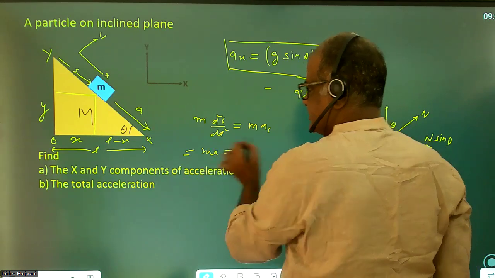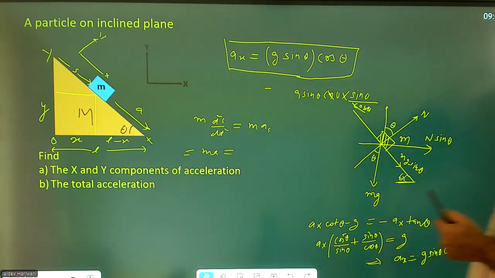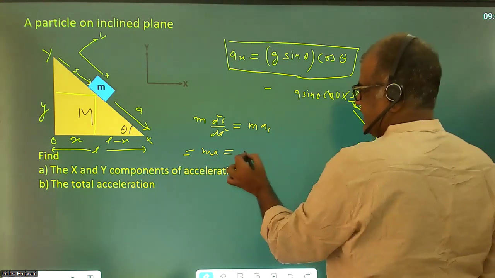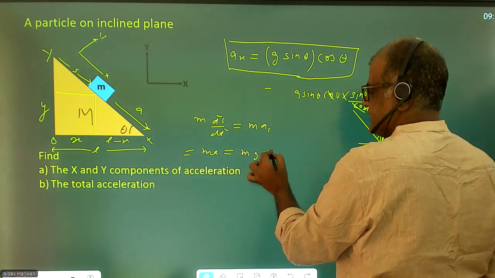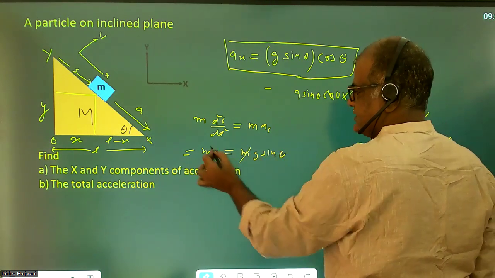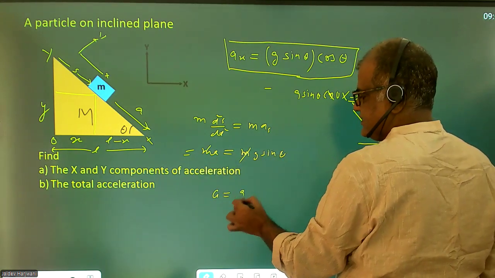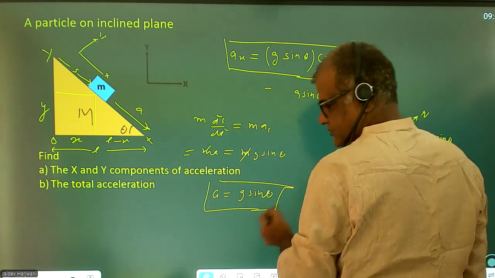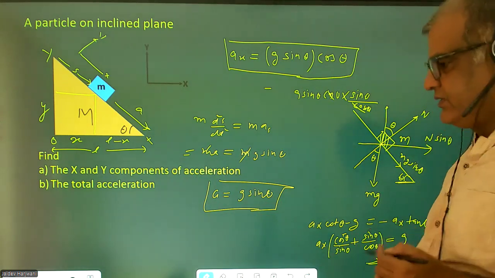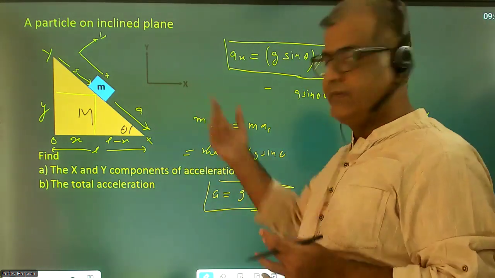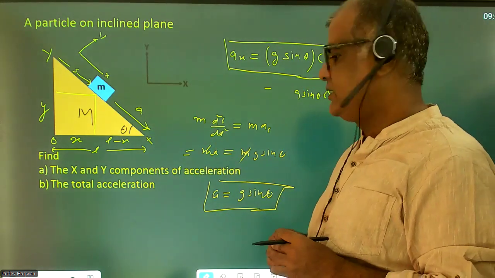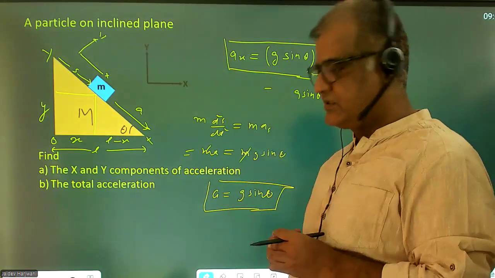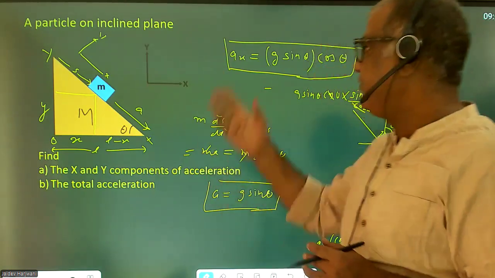Now what is the force in this direction? There is only one force, mg sin theta, acting in this direction. So I can directly write this mg sin theta. So m cancels. So my acceleration is directly g sin theta. So with this simple one step, I can also solve this problem, because there is no limitation, or there is no fixed choice of xy axis. We can choose according to our convenience.